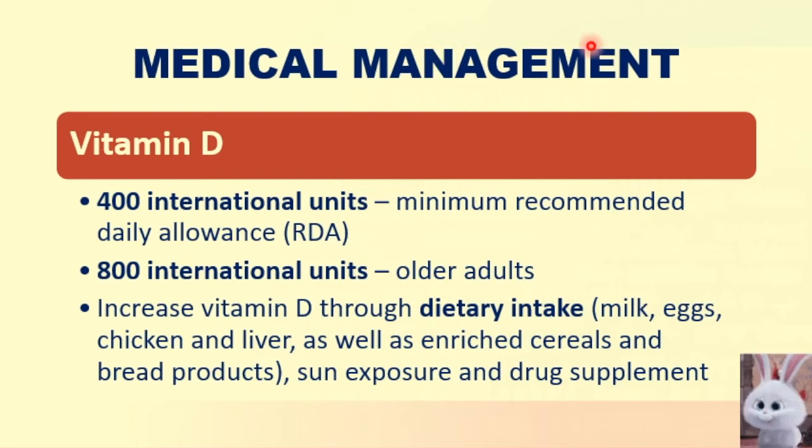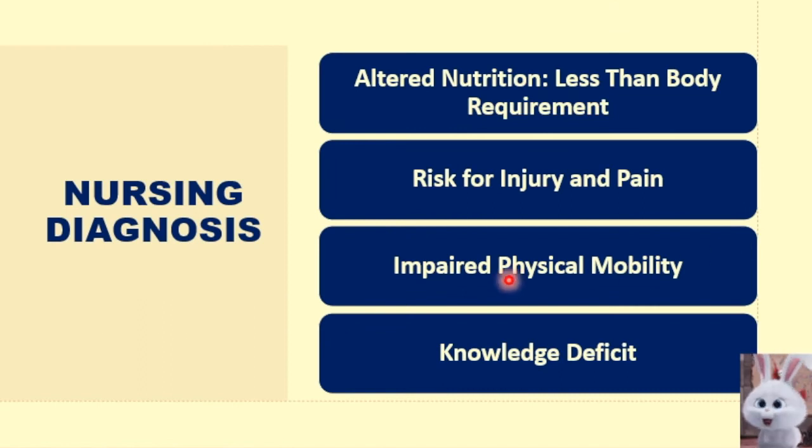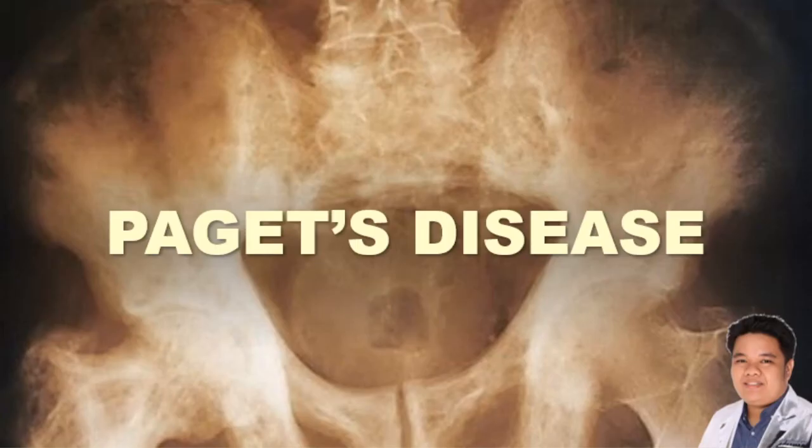Again, to prevent or treat osteomalacia, we need this diet therapy for our patients. Then you can have the following nursing diagnoses: one, altered nutrition less than body requirements; the second, risk for injury; then impaired physical mobility and knowledge deficit. That will be the end of your discussion on osteomalacia.